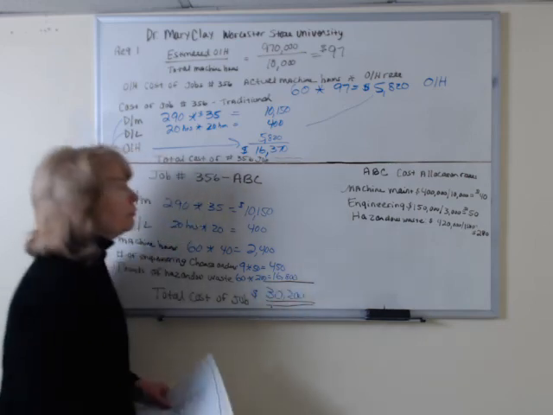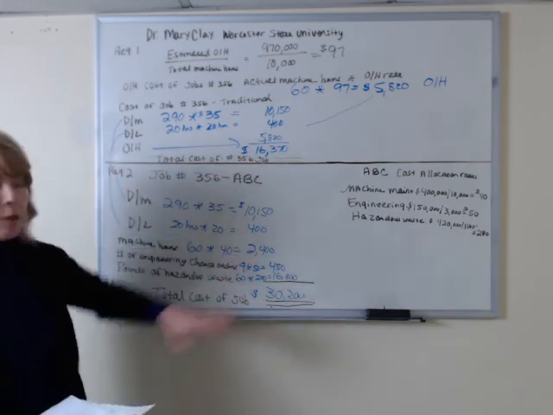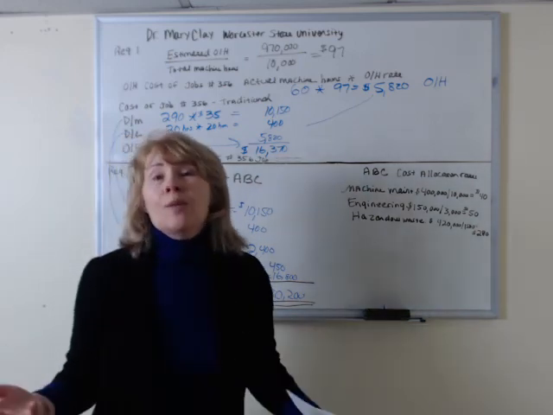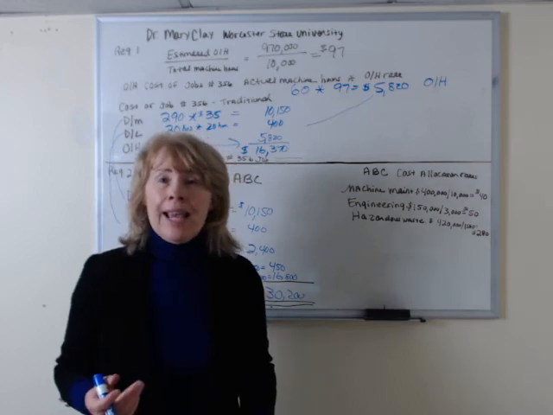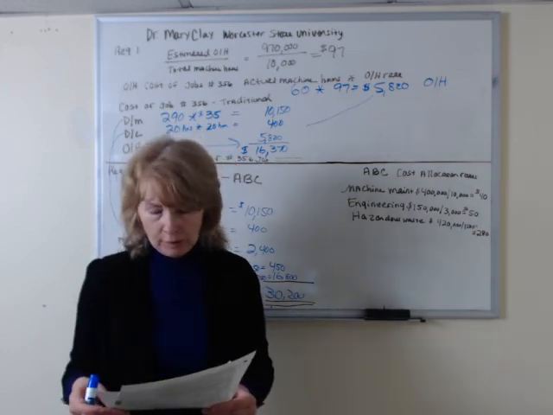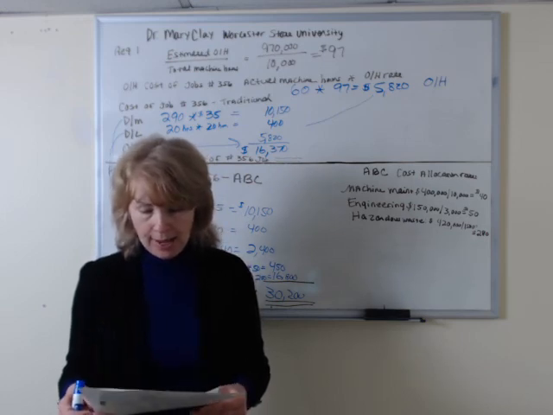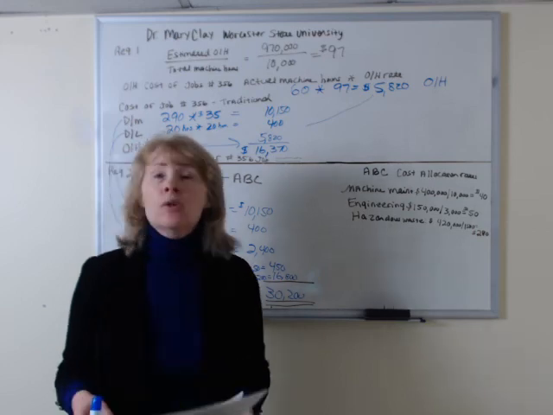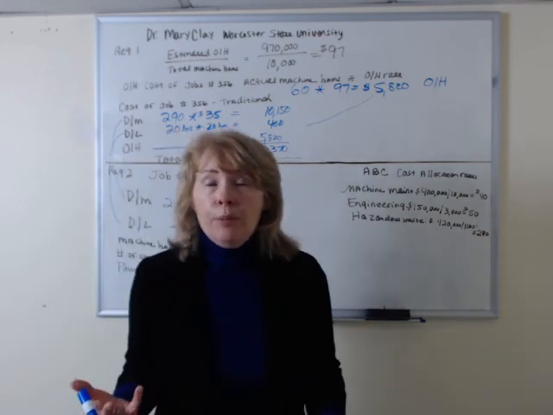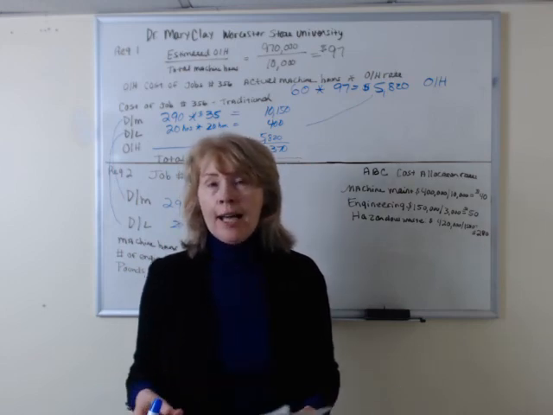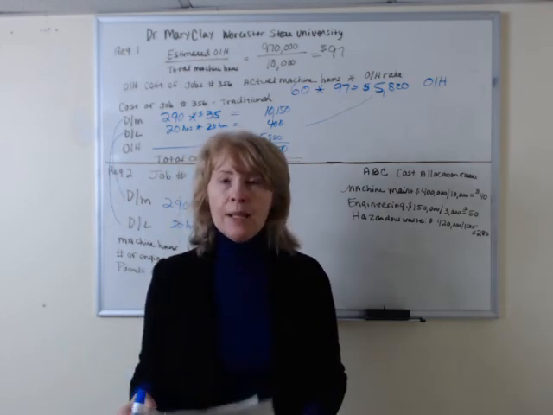Okay, so look at the difference in computing the cost of the job. Which one's more accurate? ABC. ABC is definitely more accurate because it's breaking out the cost of the product. And the information can be used to come up with the price of the product. It's just more accurate. All right, and that's ABC.